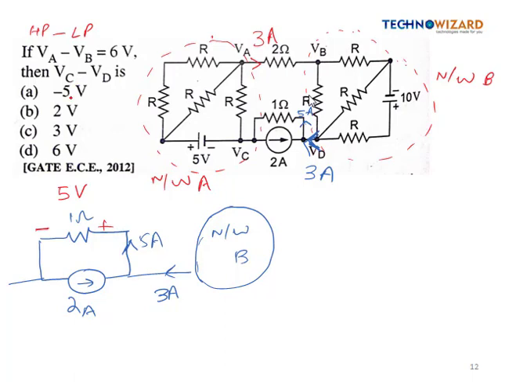So in the question it is asking us to find out VC minus VD, right? So VC minus VD is minus 5 volt, because in VC minus VD this terminal should be high potential and this should be low potential, but in the 1 ohm, this is positive, so this is negative, so it is opposite. So correct option is A.